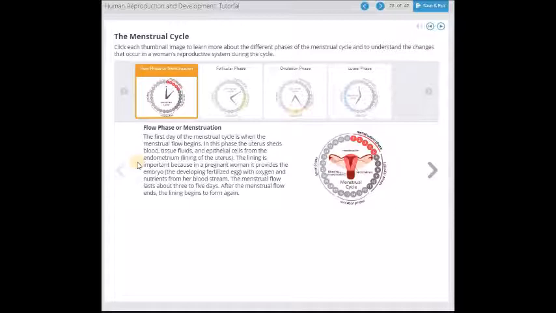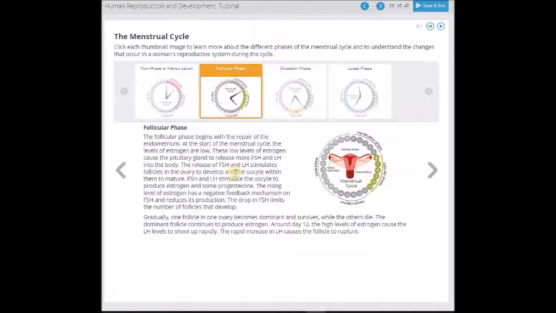Okay, the lining is important because it's a place for the embryo to go if there's a fertilized egg present, and then it starts to immediately get oxygen and nutrients from the bloodstream. But if there is no fertilized egg, then all of it is stripped off and is removed, and it starts the process all over again.